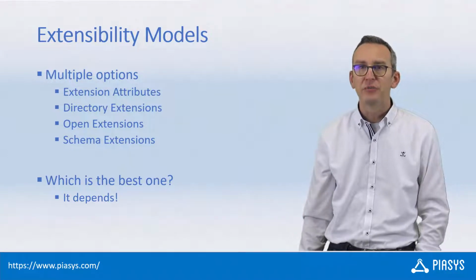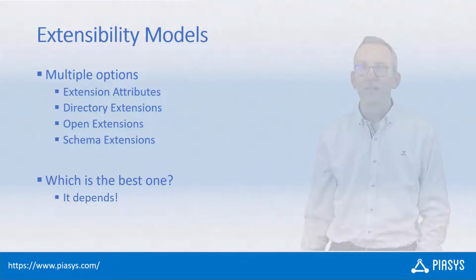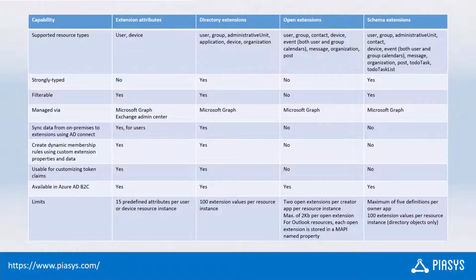And in fact, in order to better understand what the answer could be, let me switch to a table and let me explain to you through a matrix what we can do with every single option that we have at our hands. First of all, thinking about the supported resources, as you can see, the extension attributes are really limited to users and devices, while the directory extensions, the open extensions and the schema extensions are widely supported. And for example, you can use them for users, groups, applications, devices, and so on and so forth.